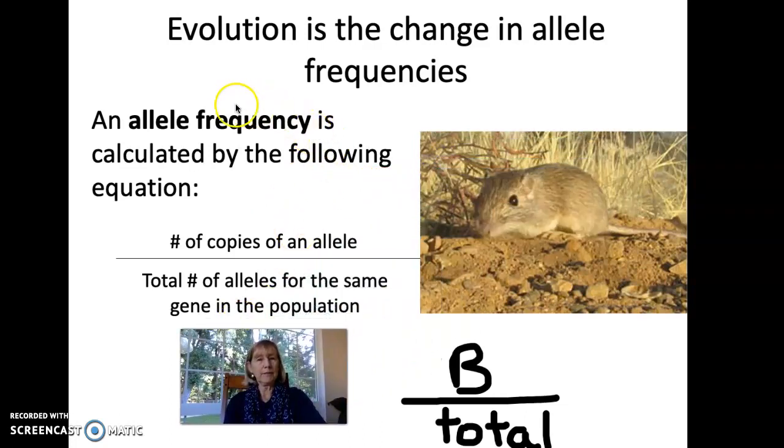An allele frequency defined for you here is calculated by the following equation. Number of copies of an allele. Remember, we counted out of 100 individuals, we had 200. So number of those copies, how many we had of the little a, for example, over the total number of alleles for that same gene in the population. In this case of the brown rabbits, it could be, what is the frequency of big B over the total of all the alleles?